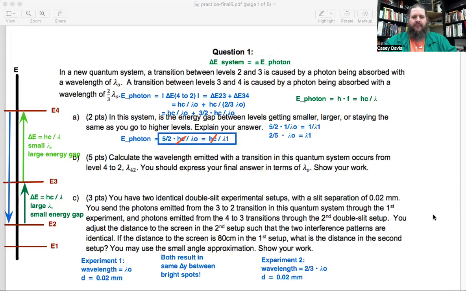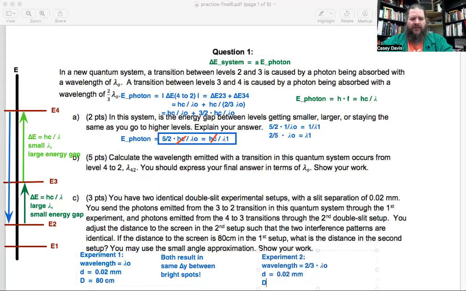The big D. Sorry, what was that? The distance between the screen and the source. Yeah, from the source and the slits to the screen, usually written as capital D. And it tells us that in the first experiment, we're using capital D equals 80 centimeters, the distance to the screen. In the second experiment, we don't know. We're trying to figure out what distance to the screen we will have to use to make these still have the same delta Y between bright spots.